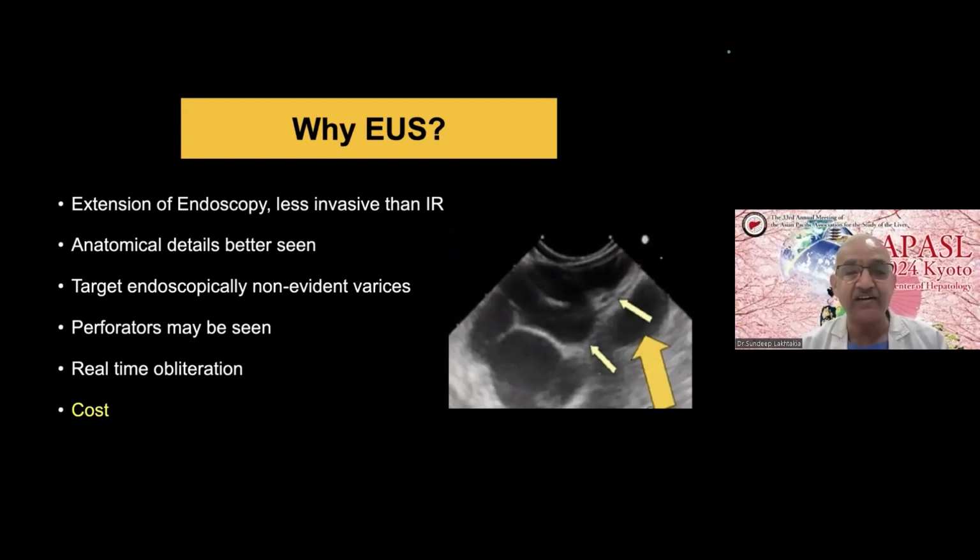We can target endoscopically the non-evident varices, the submucosal or even the wall varices. Perforators can be seen and targeted with a lesser amount of glue. You can actually see real-time obliteration, and that's the best part of it. The only downside is the cost because you now use coil with or without glue.